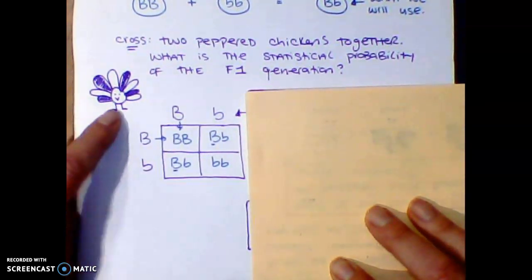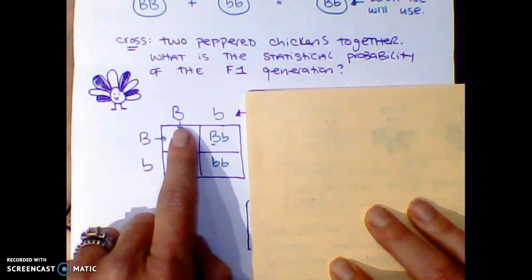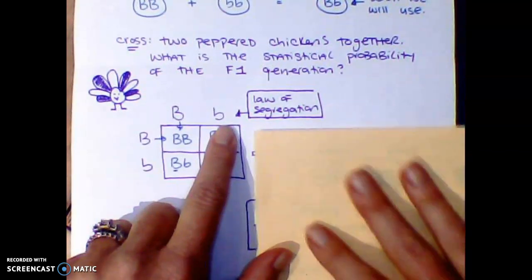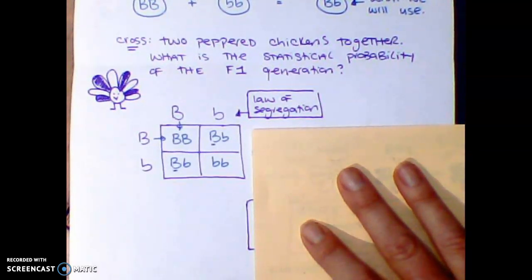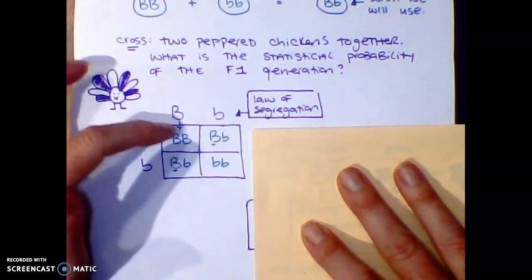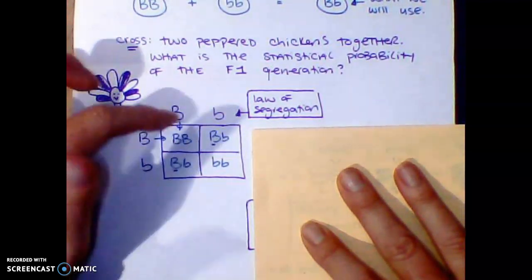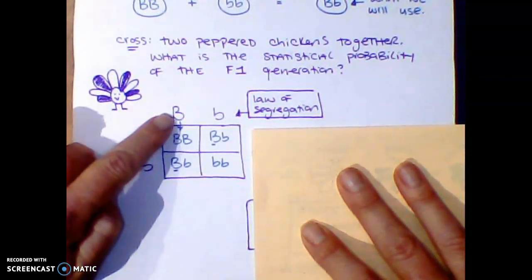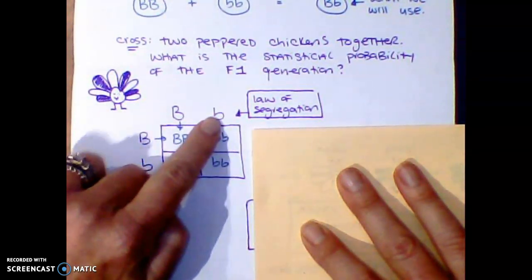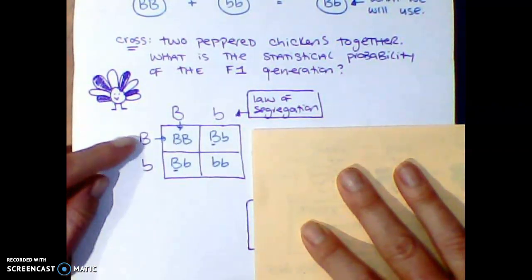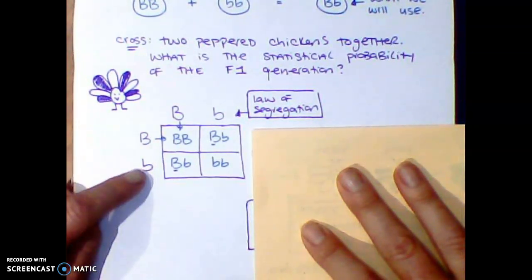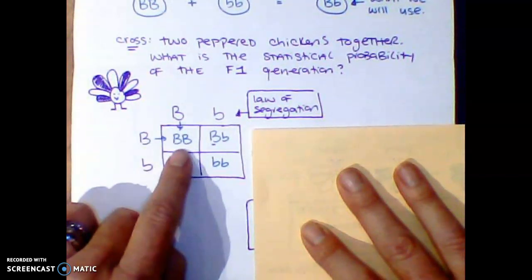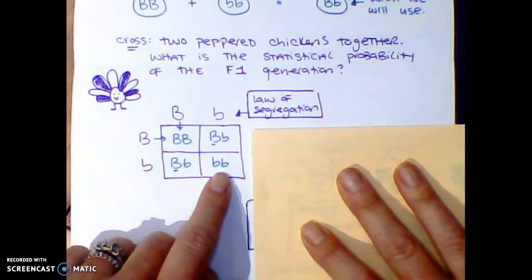Okay. So I want two peppered chickens, and again, remember the reason why we split these apart, big B, little b, is that this is known as the law of segregation. So during gamete formation, this chicken is big B, little b, but during gamete formation, it's going to donate either a big B or a little b to its egg. Or if it's a male chicken, it'll donate a big B or a little b to its sperm. So when you put the egg and sperm together, these are now our zygote options.